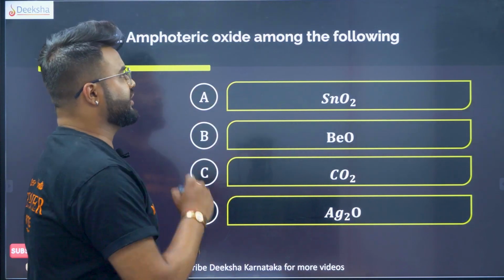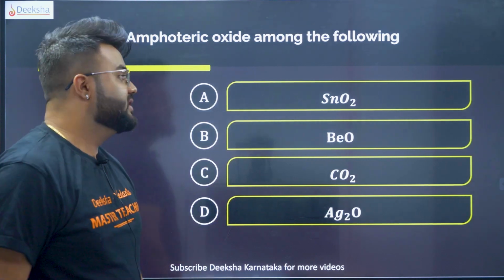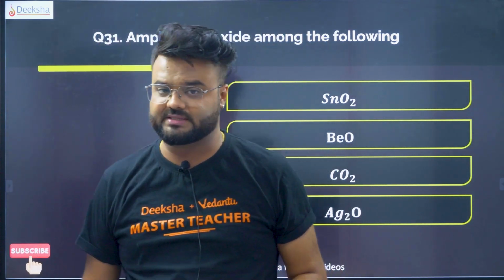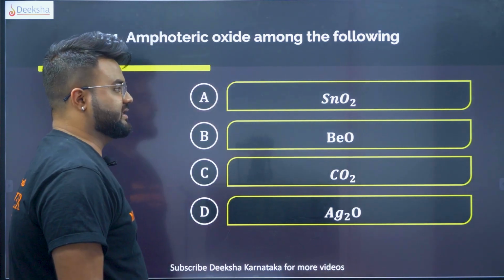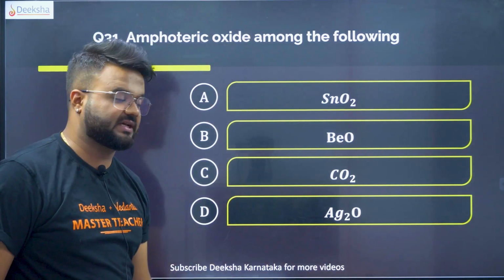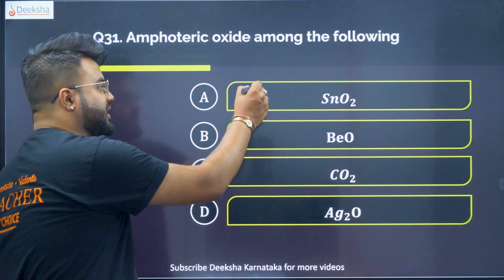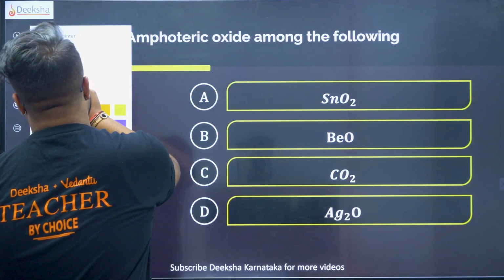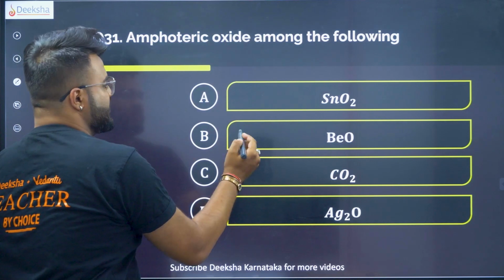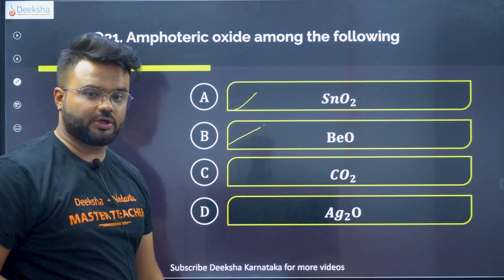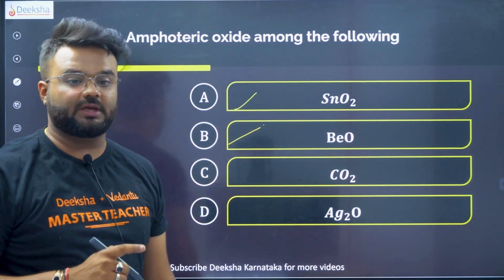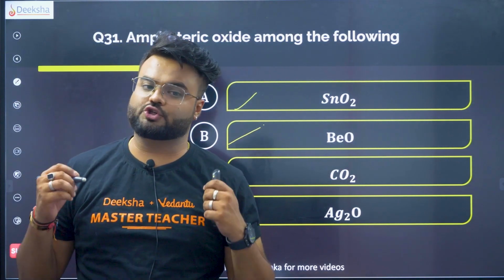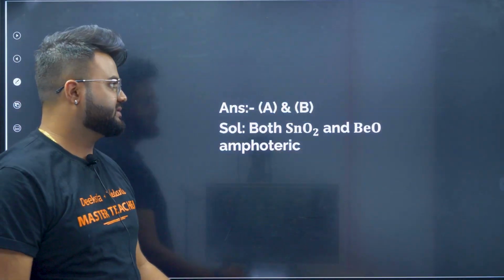31st, which amphoteric oxide among the following is. Amphoteric oxide means it behaves as an acid as well as a base, and we can see that stannic oxide or tin oxide and beryllium oxide, these both are amphoteric oxides. Okay guys. So therefore option A and B are correct for question number 31. If you would have chosen any one, you would have got the marks.